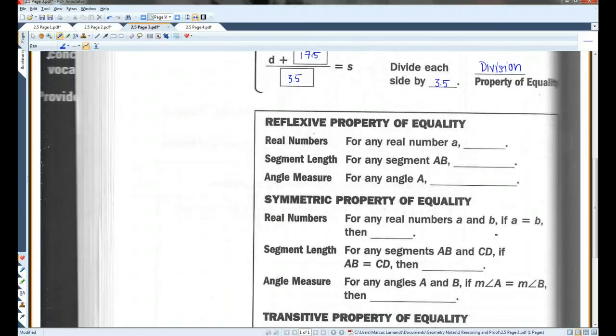Alright, reflexive property of equality. For any real number a, a is going to equal itself. Okay, whatever a is, it's equal to itself. Same thing goes for if you have some segment, AB is always going to be equal to AB. And for any angle, the measure of angle A is going to be equal to the measure of angle A. Okay?